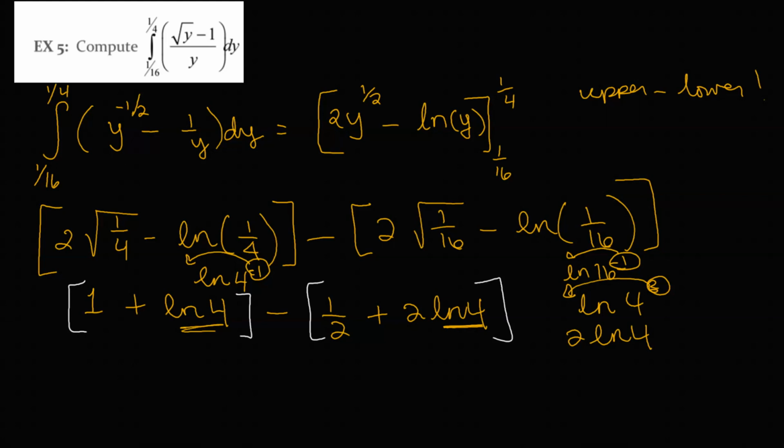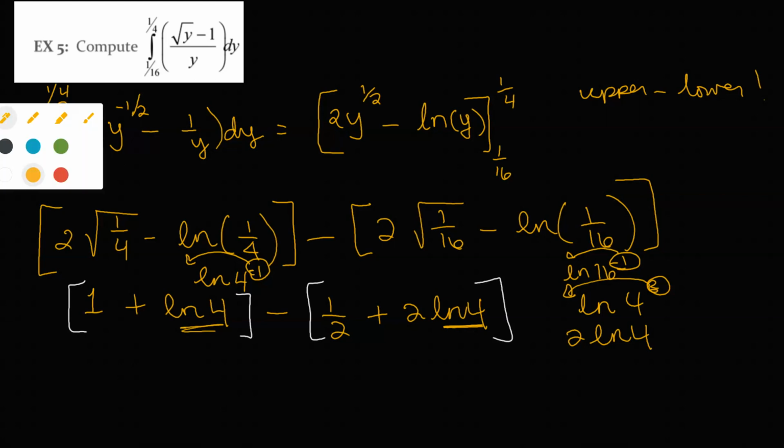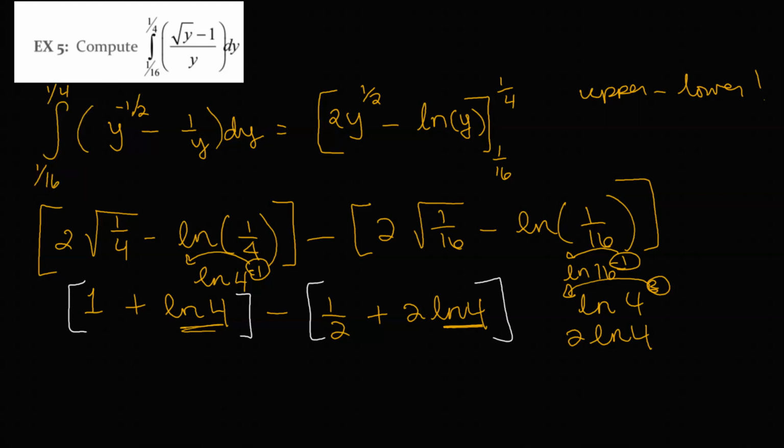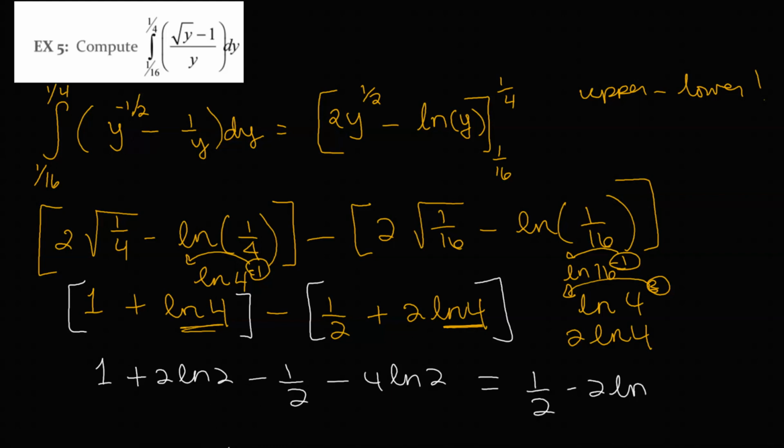Anyways, let's go ahead and do that because we could. 4 is 2 squared, so this would be 1 plus 2 ln of 2, minus a half, minus 2 ln of 2 times 2, which would be 4 ln of 2. So 1 minus a half is a half, minus 2 ln of 2, is our answer.